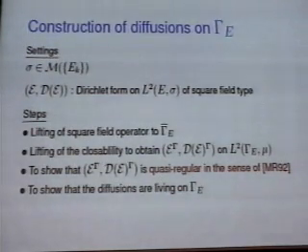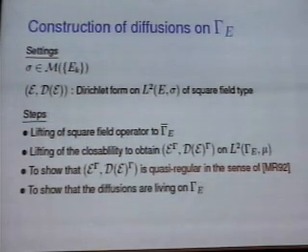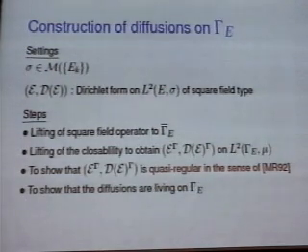In order to get the diffusions from the base space, you want to lift them to the configuration space. Basically, you need several steps. The first step is to lift the square field operator from the base space to the configuration space. After you lift this square field operator, you then need to check that the lifted form is closable.